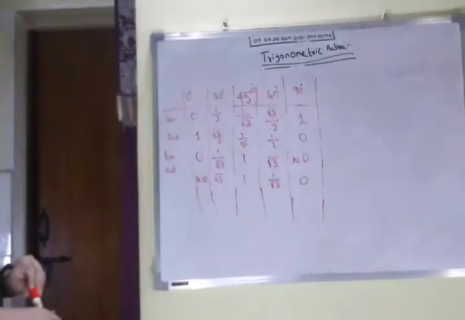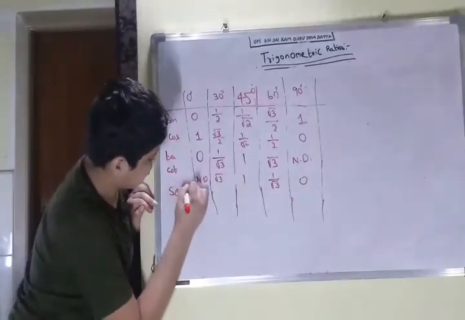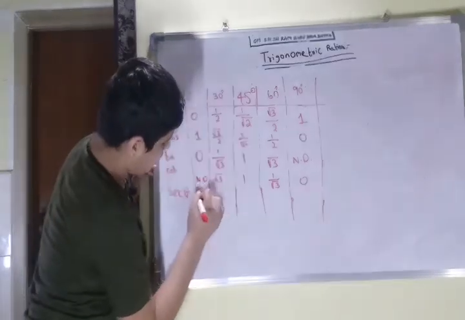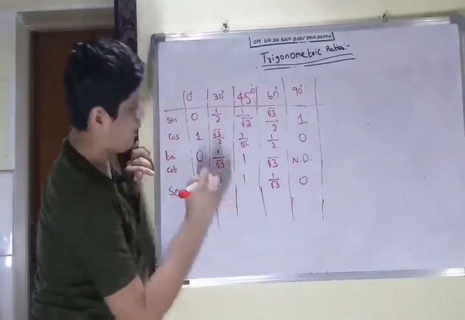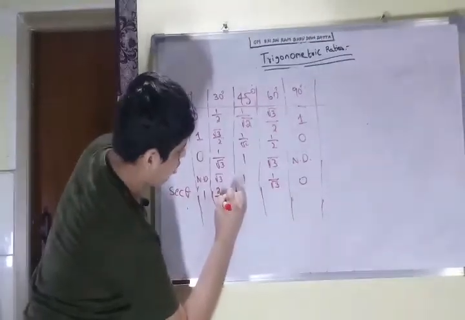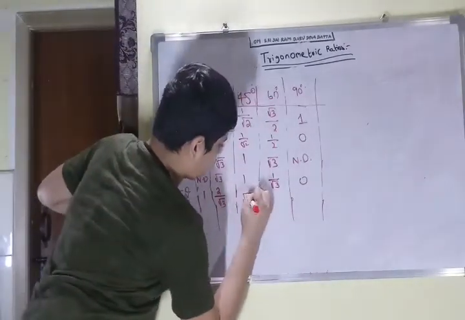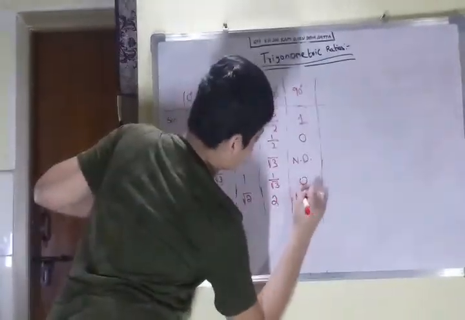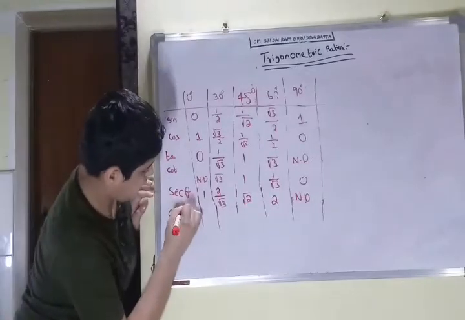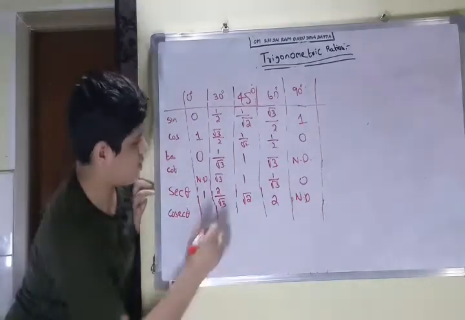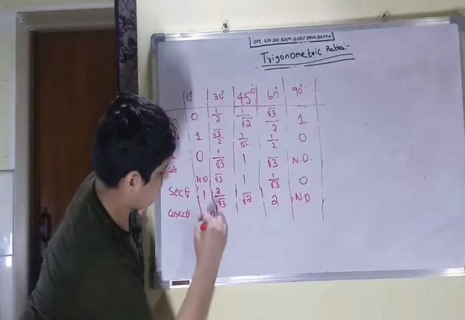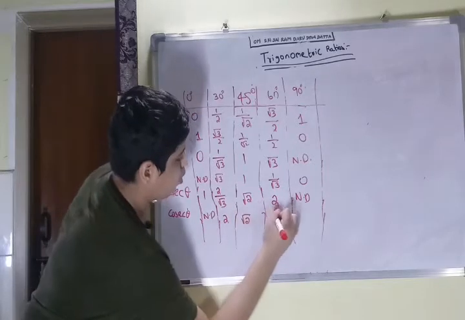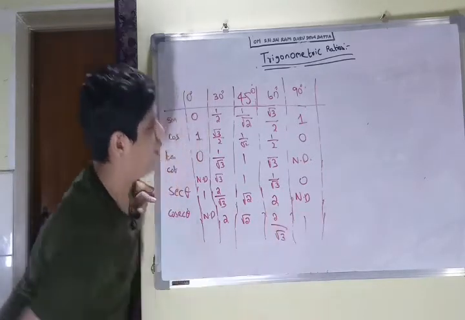Okay. So now for secant theta, it is 1 by cos theta. So here 1 by 1, 1 by root 3 by 2, 2 by root 3, 1 by 1 by root 2, root 2, 1 by 1 by 2, 2, 1 by 0, not defined. Okay, cosecant theta, you need to reciprocate this: not defined, 2, root 2, 2 upon root 3 and 1.